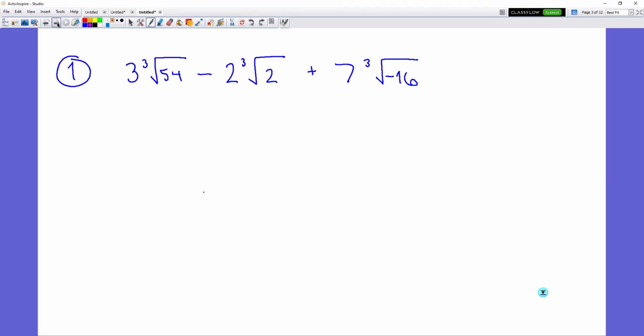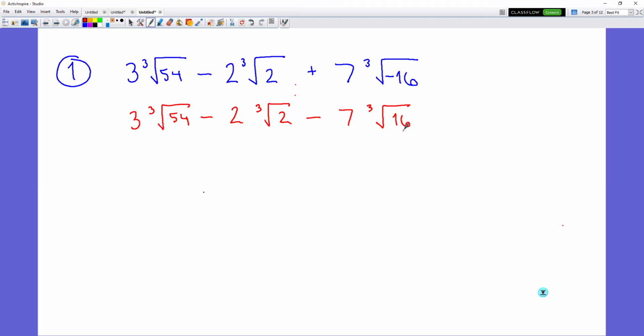Now, what we have to do first is that we see a negative on the end. It says negative 16. We have a cube root and you have a negative inside. That basically means that you can take that negative out. So I'm just going to rewrite this as the following. For now, it's going to be 3 cube root of 54 minus 2 cube root of 2. And then because it's a negative 16 inside of a cube root, we can change this plus sign to a minus, and it'll be minus 7 cube root of 16. Anytime there's a cube root or any kind of odd root, you can take that negative out and everything's going to be okay writing it like that.